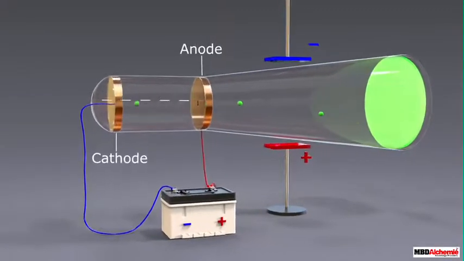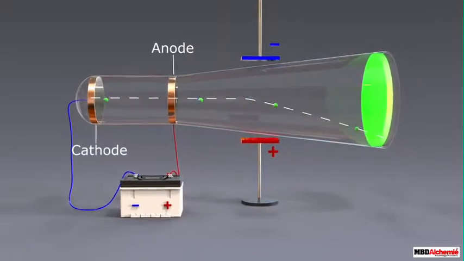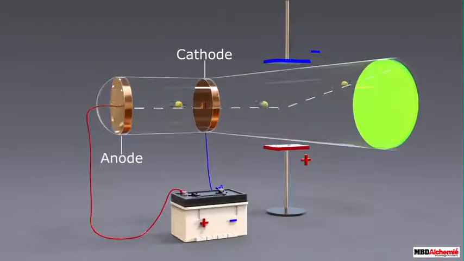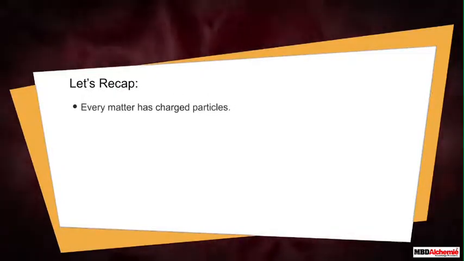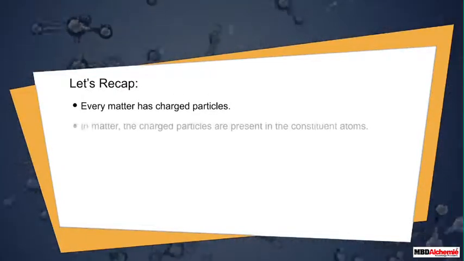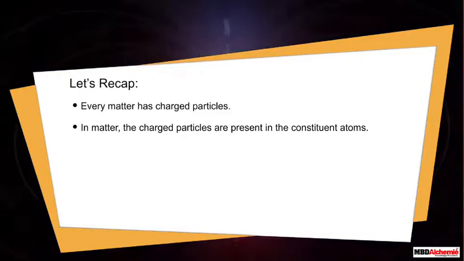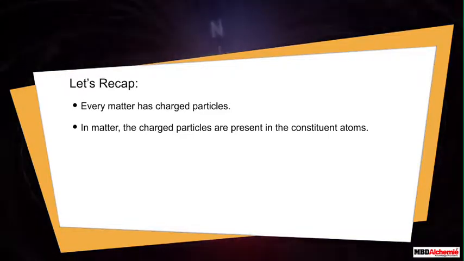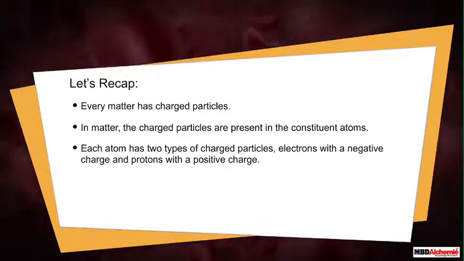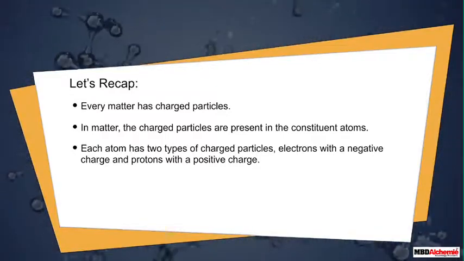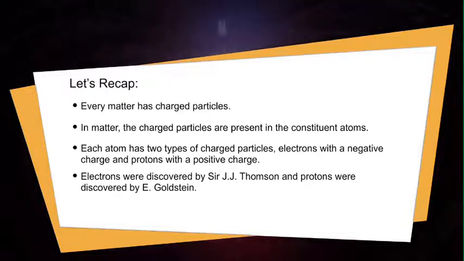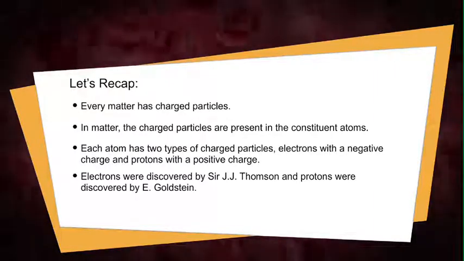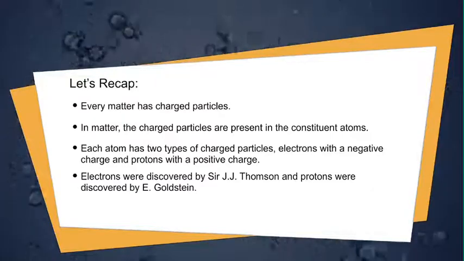Moreover, an electron deflects towards the positive field and away from the negative field, and a proton deflects towards the negative field and away from the positive field. Now, let's recap. Every matter has charged particles. In matter, the charged particles are present in the constituent atoms. Each atom has two types of charged particles, electrons with the negative charge and protons with a positive charge. Electrons were discovered by Sir J.J. Thomson and protons were discovered by E. Goldstein.